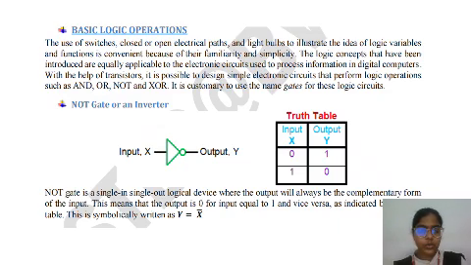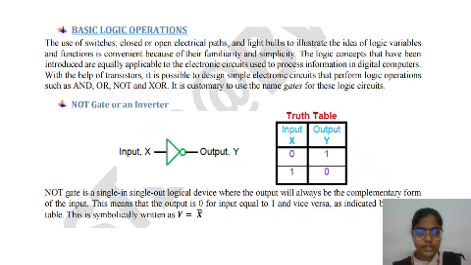The first one is NOT gate. It is an inverter gate. For example, we give input as X and we get the output as Y. We can see the truth table. Input is X and output is Y. We give the input as 0, we get the output as 1. We give the input as 1 and we get the output as 0.